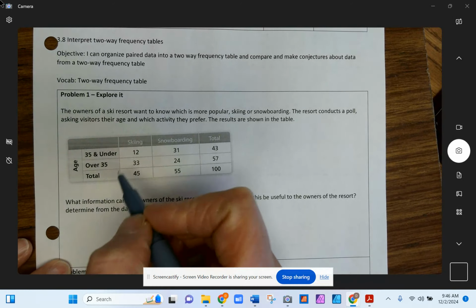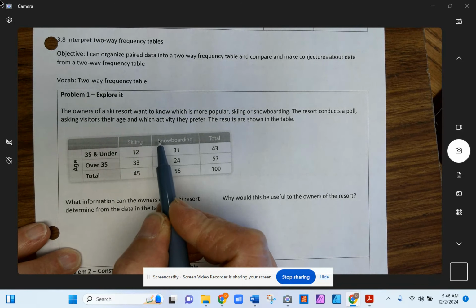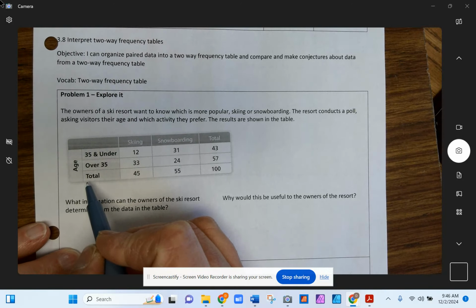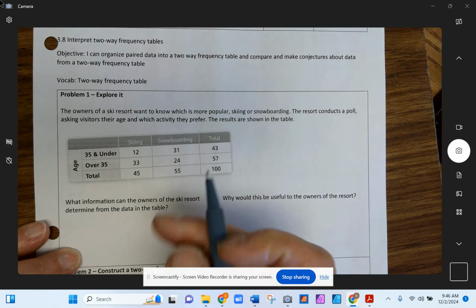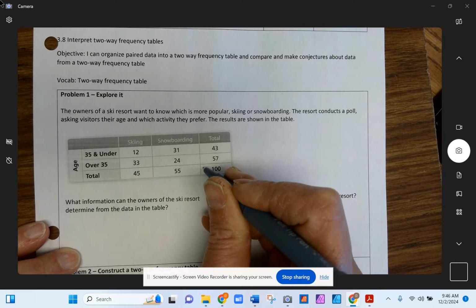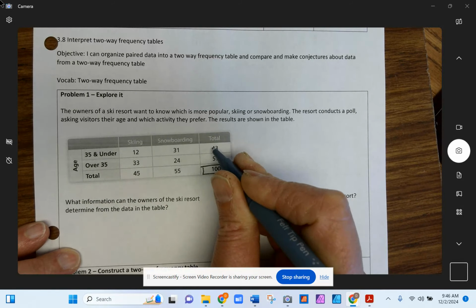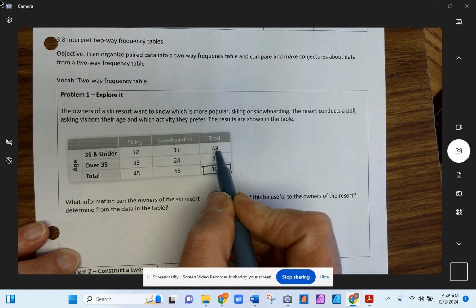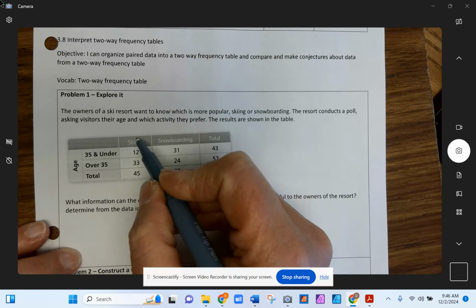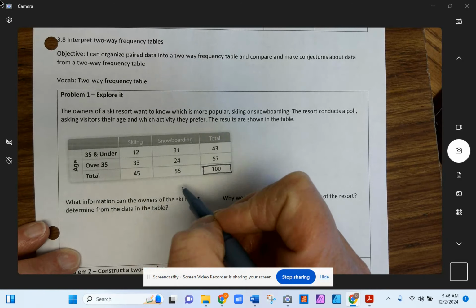So, again, two types of data. We've got age versus preference for skiing or snowboarding. So it's age, that's one type of data, and then skiing or snowboarding, that's what you pick in the survey. Now, the total number of people surveyed is right here. Okay, and we have the total for the number of people that were 35 and under that were surveyed, and then over 35 here, and then who likes snowboarding versus who likes skiing.